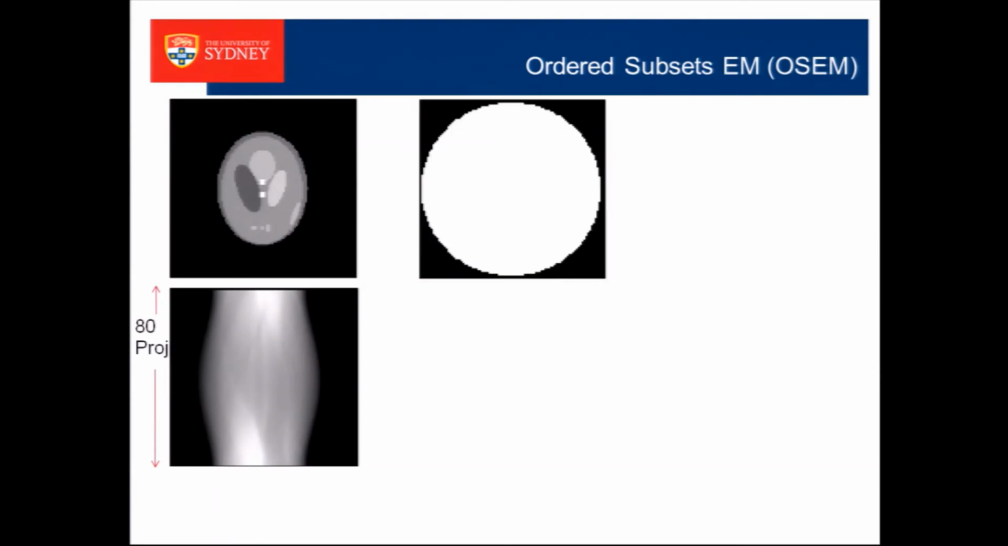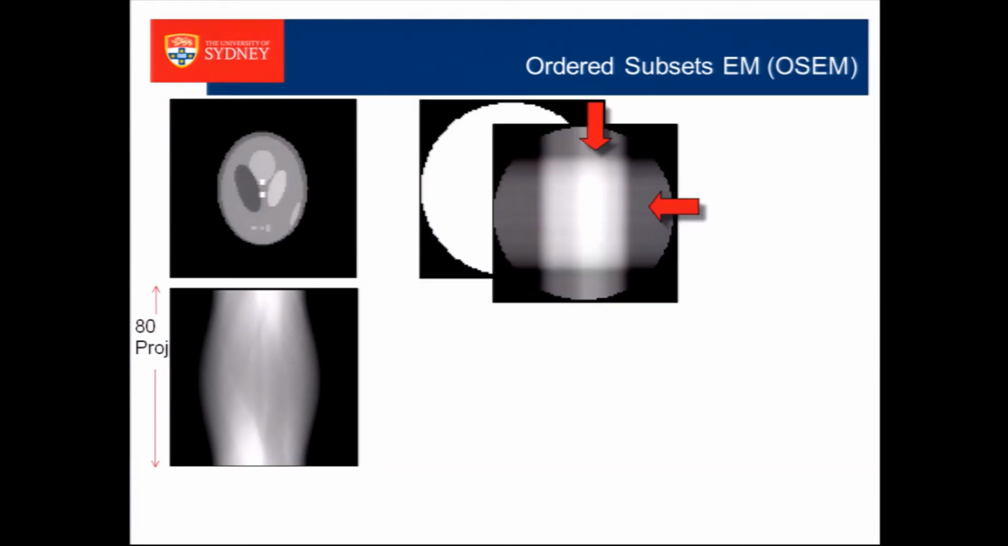To accelerate MLEM, the phenomenon of ordered subsets was discovered in the 1990s, or I should say rediscovered. Like everything, it had been discovered previously by someone called Tanaka.